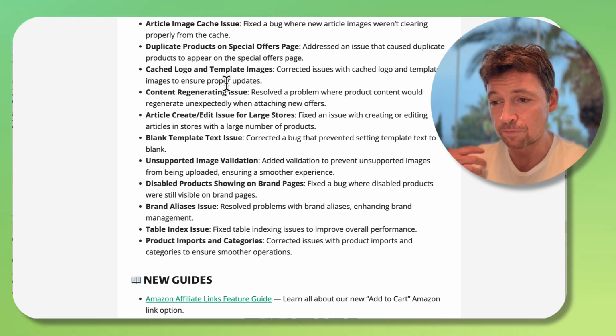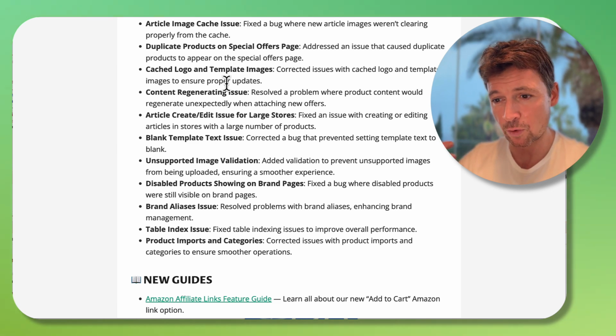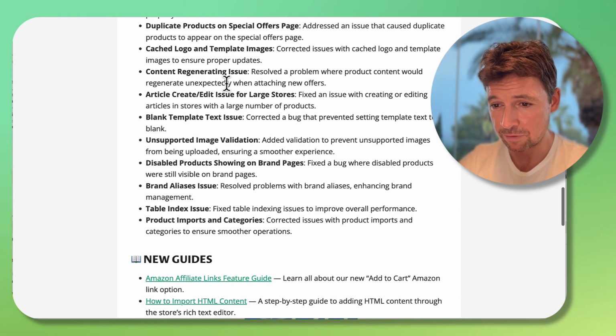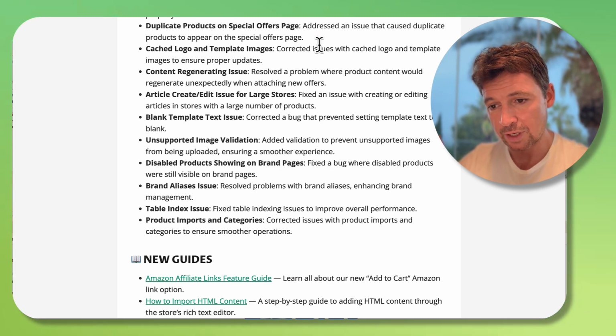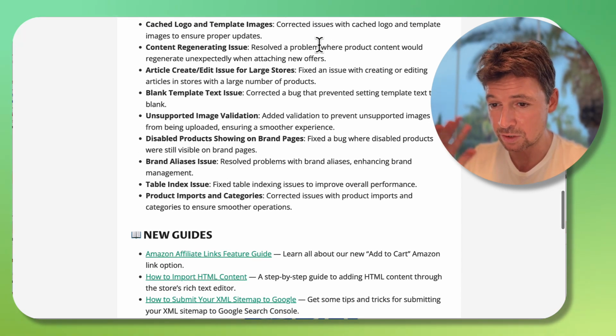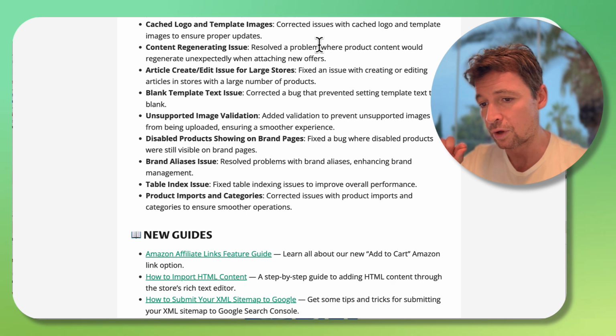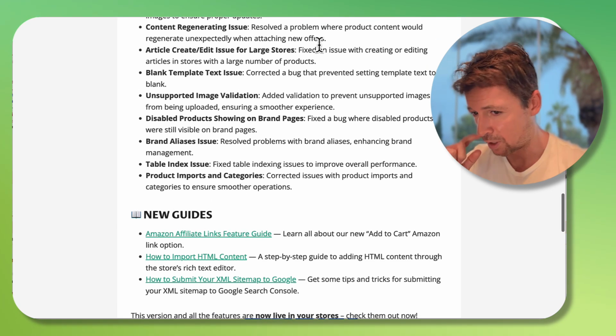The article image cache issue. When you were uploading new article images, they weren't showing straight away. That's now been fixed. Duplicate products on the special offers page. We were seeing the same products again and again on the special offers page. That has been fixed. Cache logo and template images. Similar to the article images, when you changed the logo, it wasn't updating straight away, and now it is.